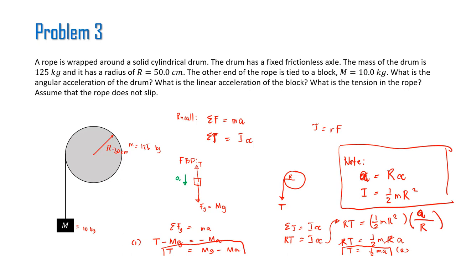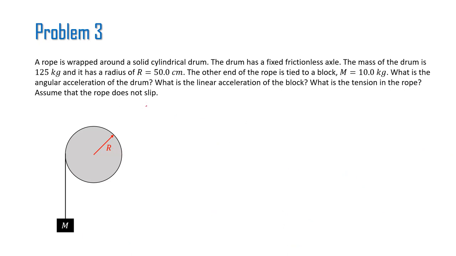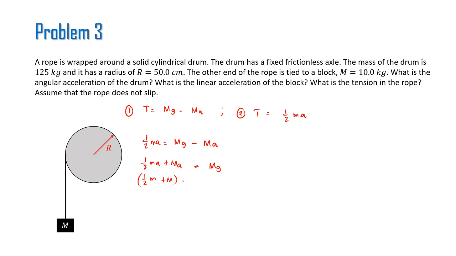And then to eliminate a, we just substitute equation 2 into equation 1. So from our previous slide, we have T is equal to mg minus ma, and this is our first equation. Our second equation is T is equal to 1/2 ma. So we substitute equation 2 into equation 1 so that we have 1/2 ma is equal to mg minus ma. So we have 1/2 ma plus ma is equal to mg, or factoring a out, we have 1/2 m plus m times a, the linear acceleration, is equal to mg. We have a is equal to mg divided by 1/2 m plus m. So again, this is the linear acceleration.